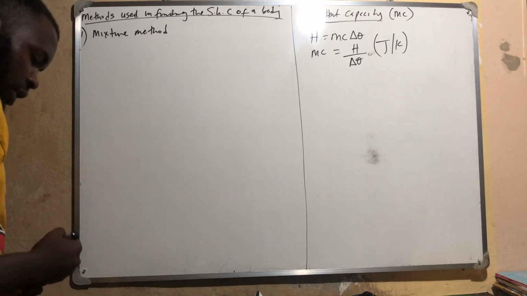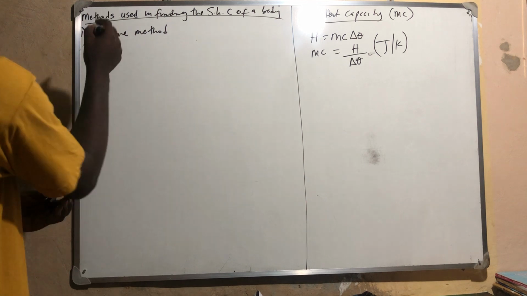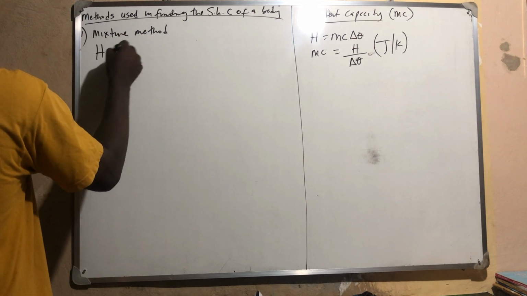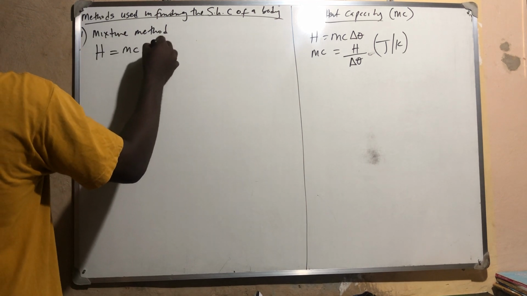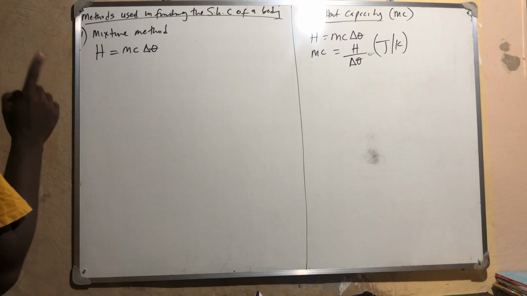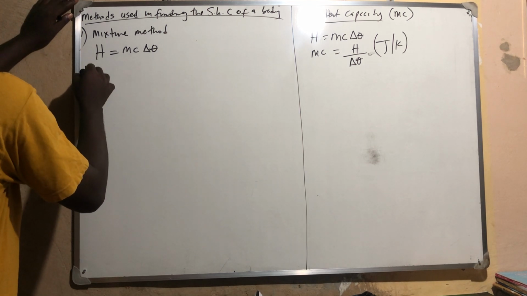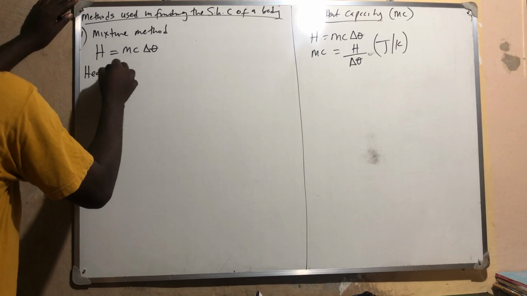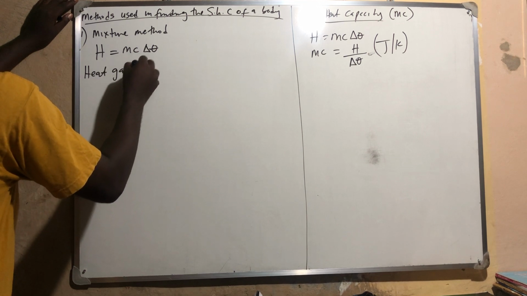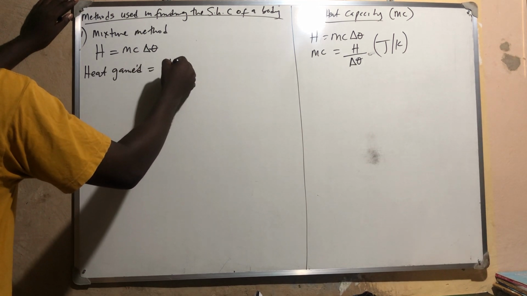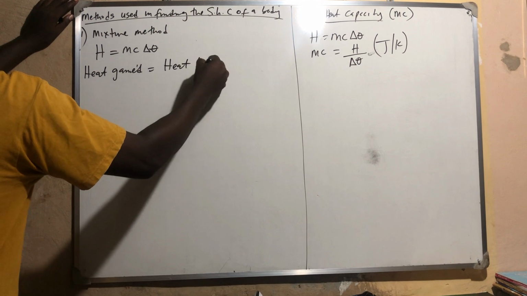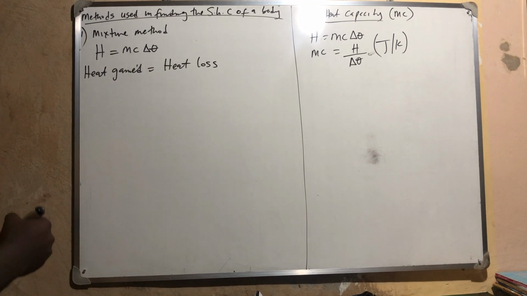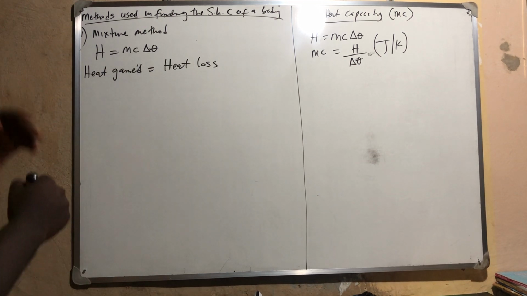Now, in the mixture method, we know a simple formula that said H is equal to MC change in temperature. Then another thing you need to know is that heat gained is equal to heat loss. Heat gained is equal to heat loss. All right. That's for that.